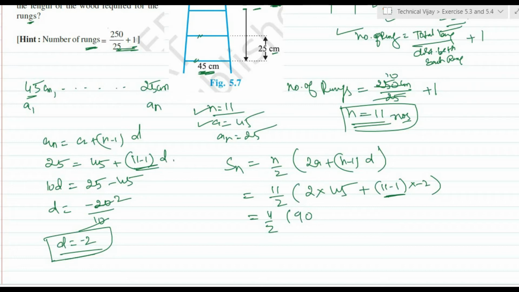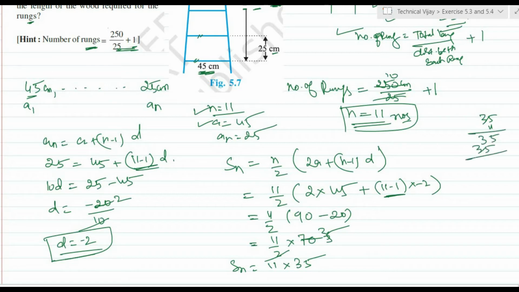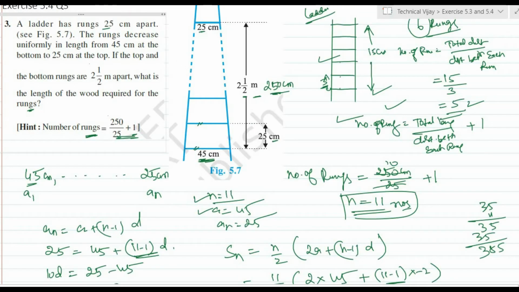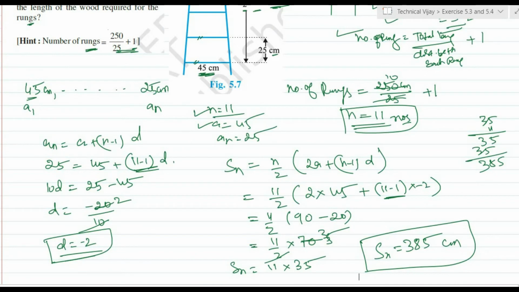10 into minus 2 is minus 20. So this is minus 20. So 11 by 2 into 70, so 2 elevens are 22... Sn is equal to 11 into 35. 11 into 35 is 385. So Sn is equal to 385 centimeters. This is the length of wood required for the rungs. Here Sn is equal to 385 means 385 centimeters of wood is required for these rungs.